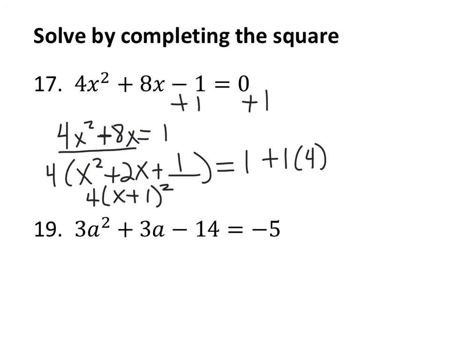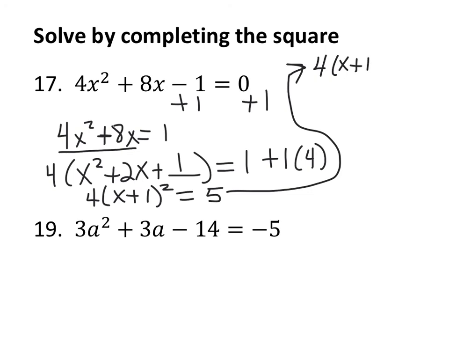All right, then we're going to go over here to the other side of the equal sign, and we're going to simplify this. 1 plus 4 is 5. And then I'm going to continue on simplifying this. And the next thing we're going to do is solve by taking the square root. So completing the square is only part of it. Now we have to solve by taking the square root.